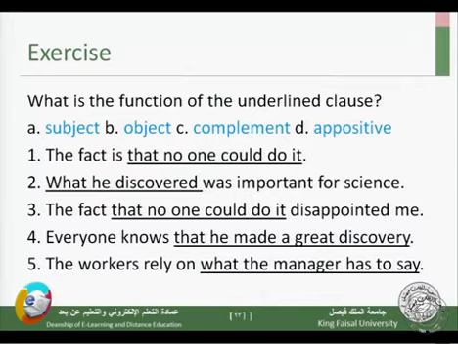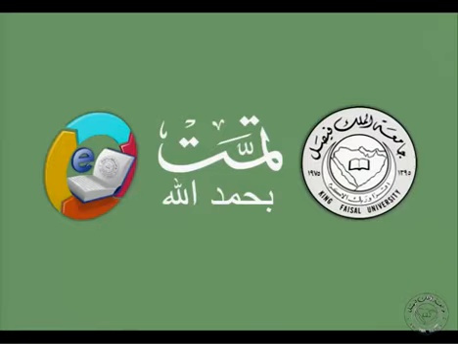Number 5, the workers rely on what the manager has to say. What the manager has to say comes after a preposition, on, and it is in this case the object of the preposition. So we can say the workers rely on it. It here is the object of the preposition on, and it's what the manager has to say. The WH clause is also the object of the preposition on.